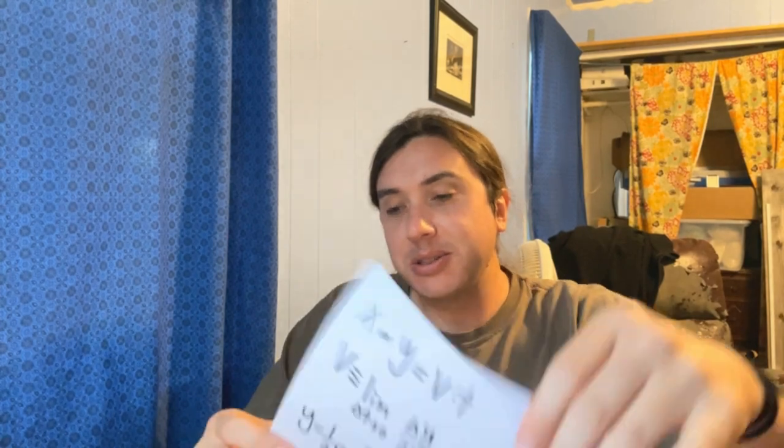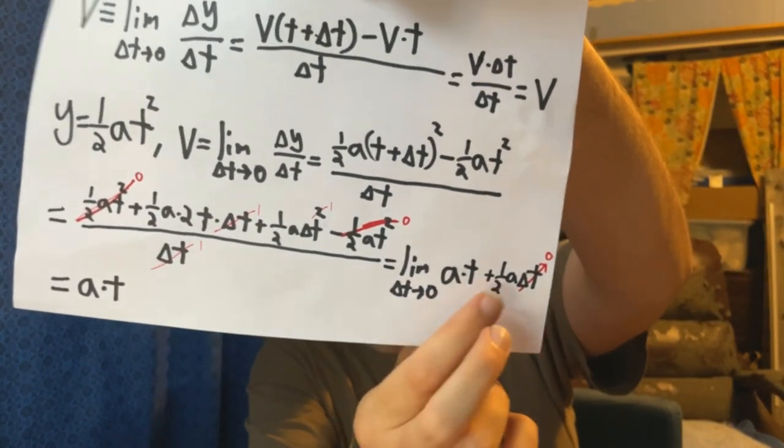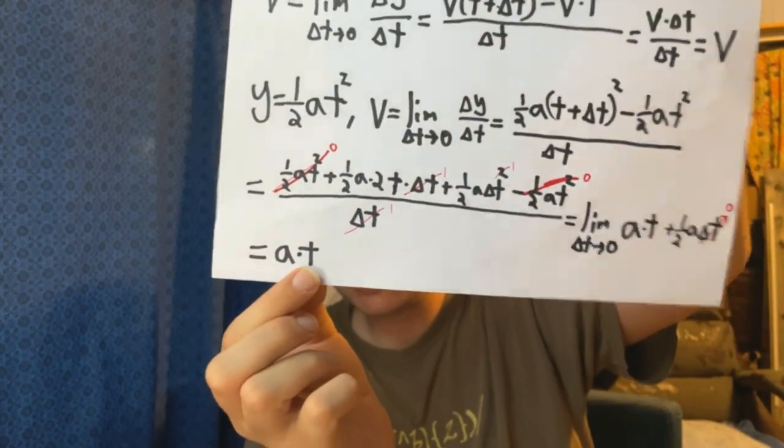But you notice this is the one where if you put this in the midpoint, then it works even if you don't take delta t to zero. But at the end of all that, we just get a times t, and so that's where that kinematic equation of 1/2 a times t squared comes from.